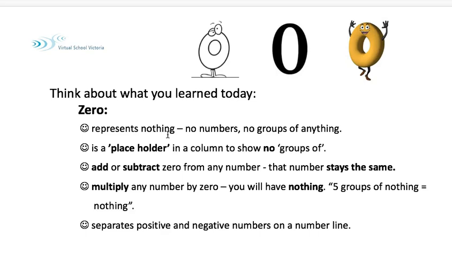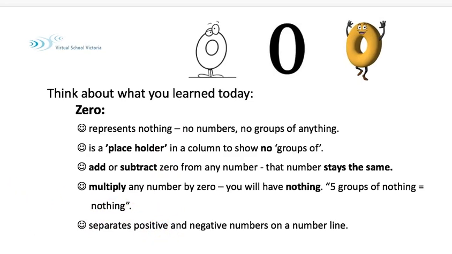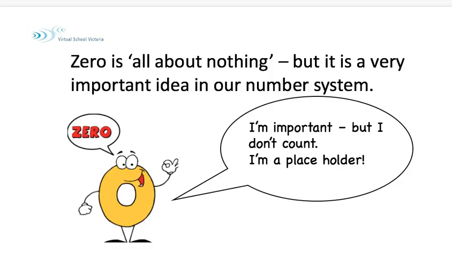The property of working with a 0 is that when you add or subtract a 0, those numbers stay the same, whatever they are. But if you multiply by 0, you will have a result of nothing. And of course, 0 separates positive and negative numbers on the number line. So 0 is all about nothing, but it's a very important idea in our number system.